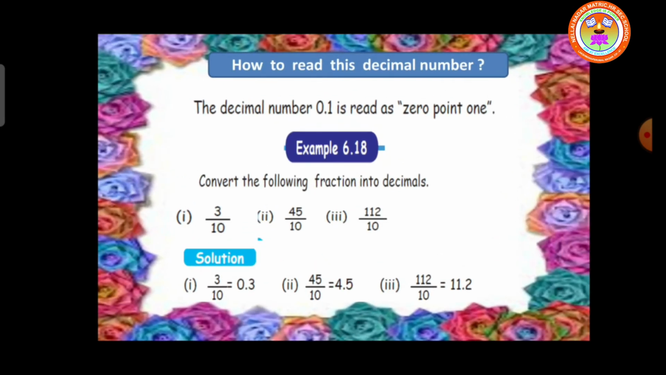Let us see the example. Before that, how to read this decimal number. 0.1 is read as, we must write it in words, zero point one. Is it clear, students? If it is 0.2, we have to write zero point two.